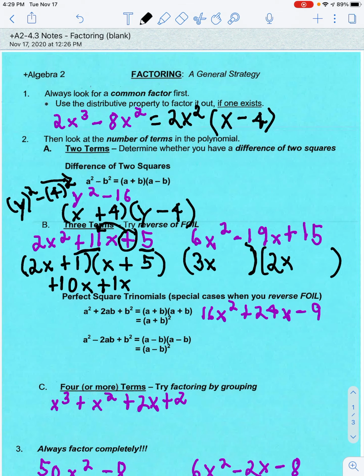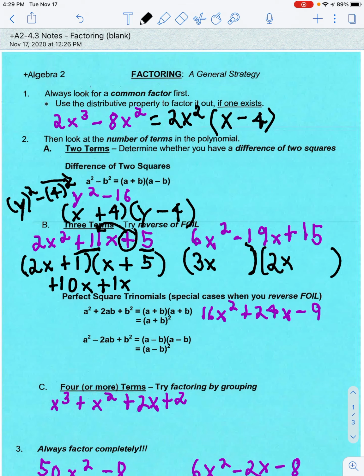So my outside product is 15x. My inside product is 6x. I need the sum to be 19, and clearly 15x and 6x do not give me 19x. So I'm going to try switching these, and I am going to put the 5 here and the 3 here. Now my outside product is 9x, and my inside product is 10x. And guess what? 9x and 10x add up to 19.